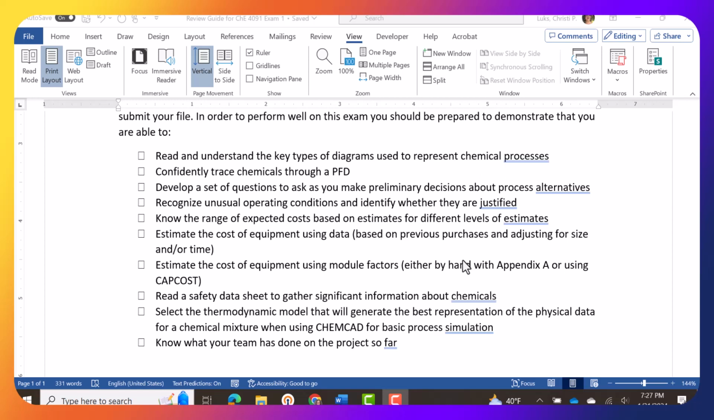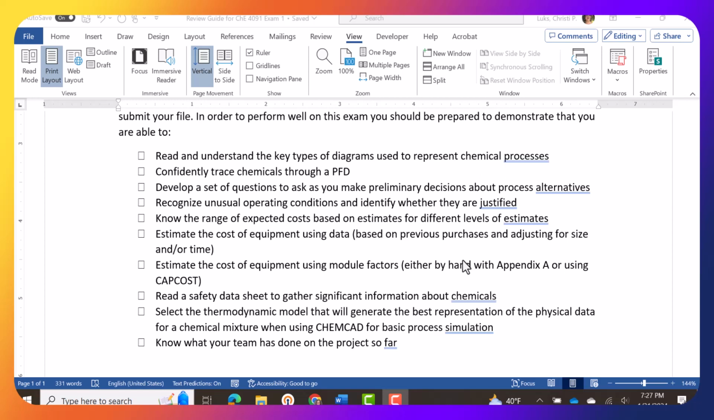Those you should be able to do by hand with Appendix A or using CapCost, but again, I'm not going to ask you to use CapCost on this exam, but if I were to give you one of those screens, can you find and read the information for it? As far as safety, so far what we've done is read safety data sheets, and if I gave you a safety data sheet, you should be able to tell me important things about the chemicals, how it should be handled, whether or not it's something you should be concerned about, etc.